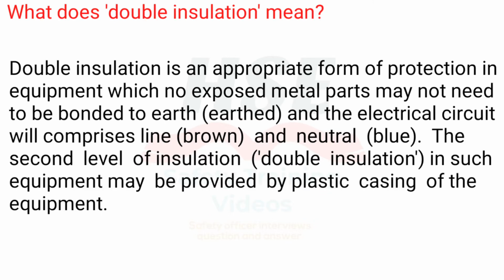What does double insulation mean? Double insulation is an appropriate form of protection in equipment in which no exposed metal parts need to be bonded to earth, and the electrical circuit comprises line, brown, and neutral, blue. The second level of insulation, double insulation, in such equipment may be provided by the plastic casing of the equipment.